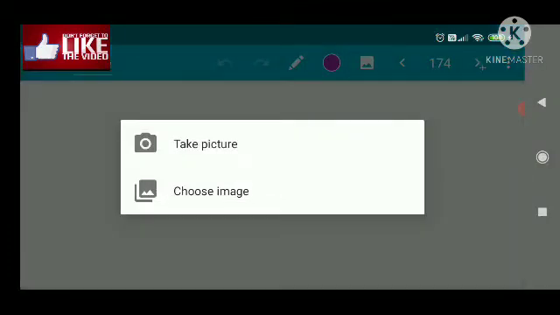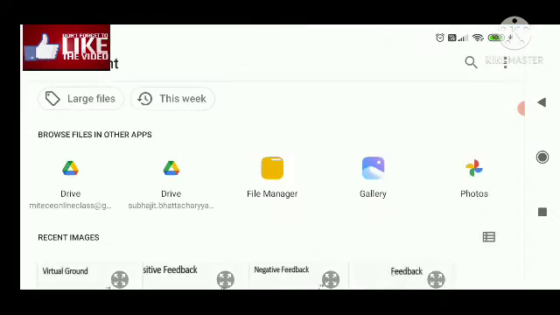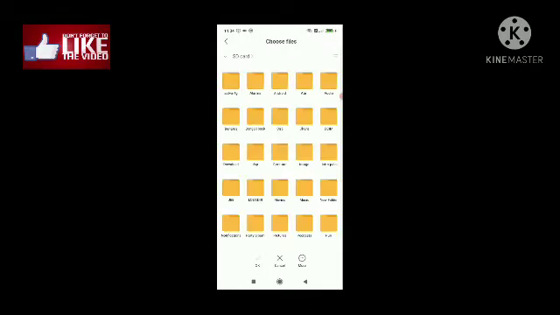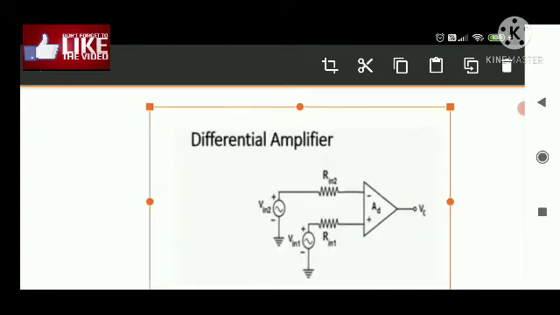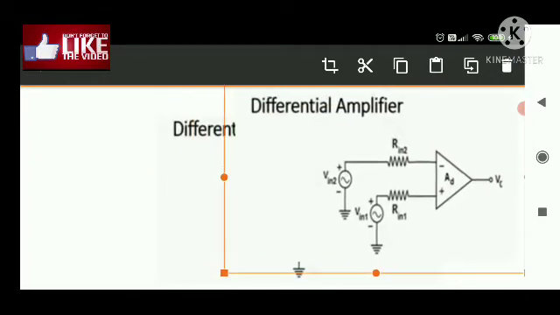I am just going to give you a diagram to save your time. One minute. Okay, so this is the differential amplifier. This is the diagram of the differential amplifier.